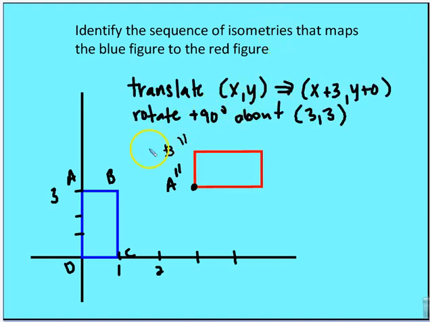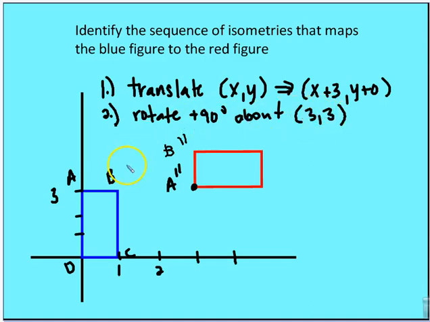All right, so this is what I determined for the sequence, and I'd prefer that you somehow denote the sequence, 1, 2, or put them in some type of order so that there is a sequencing in numerical order or from top to down. So I say translate (x, y) to (x plus 3, y plus 0), and you don't need to put the plus 0 here if you don't want to. And then we're going to rotate it plus 90 degrees about the center of rotation (3, 3).